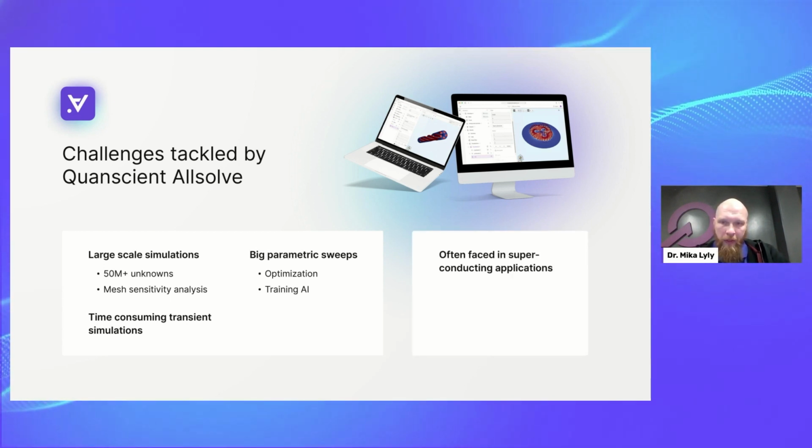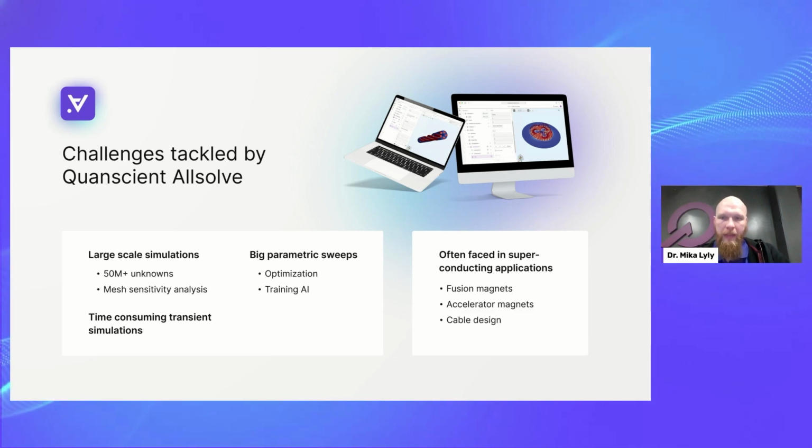In the superconductor field, this situation easily arises, for example, when considering fusion magnets, accelerator magnets, or cable design. With fusion magnets, such as tokamaks or stellarators, they are naturally very big assemblies, and if you want to, for example, consider even the full assembly with all the magnets, you can imagine how big the problem can be.